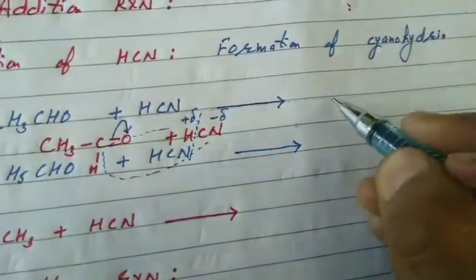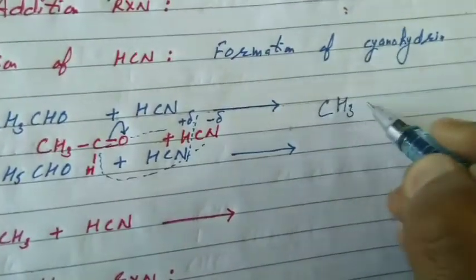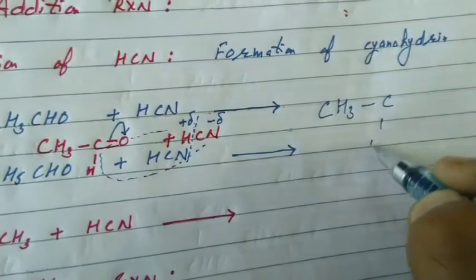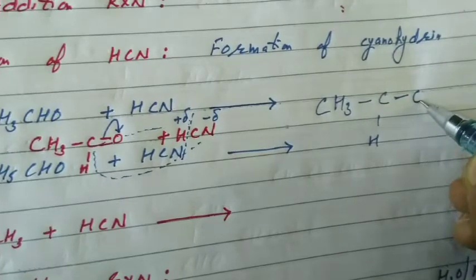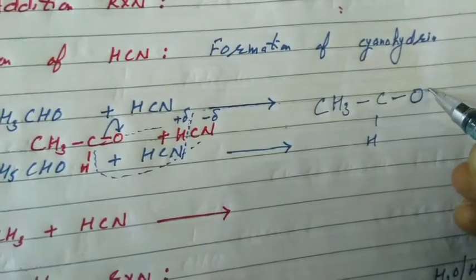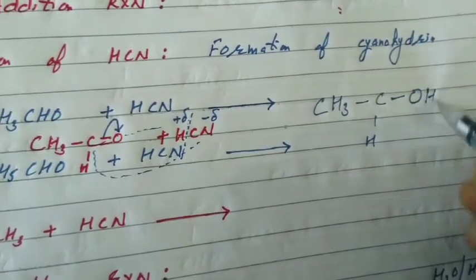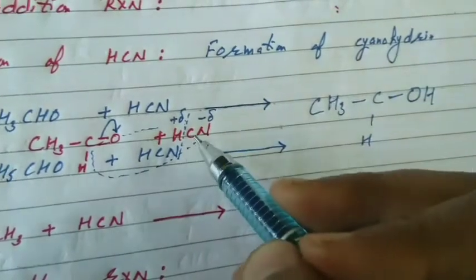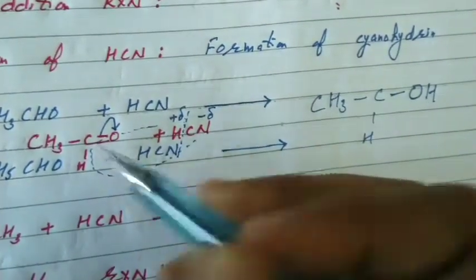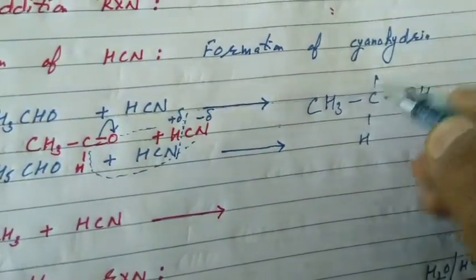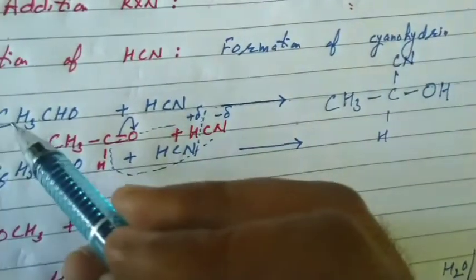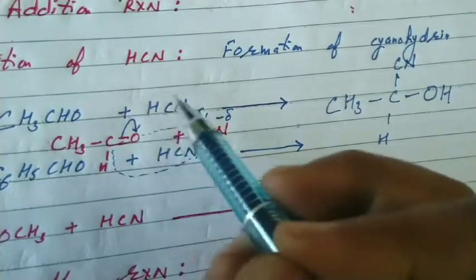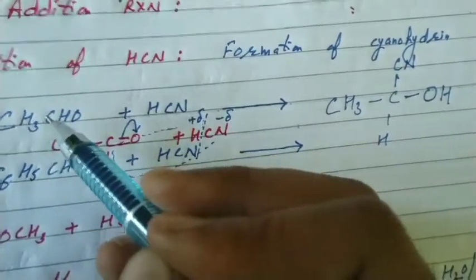Please look here. CH3CH. The pi electrons migrate to oxygen, and it acquires a negative charge. The hydrogen atom of the attacking reagent attacks oxygen, and it changes to OH. And the negative part of the attacking reagent attacks the carbonyl carbon. This compound is called cyanohydrin. Complete the reaction. CH3CHOH, and cyanide attacks the carbonyl carbon.